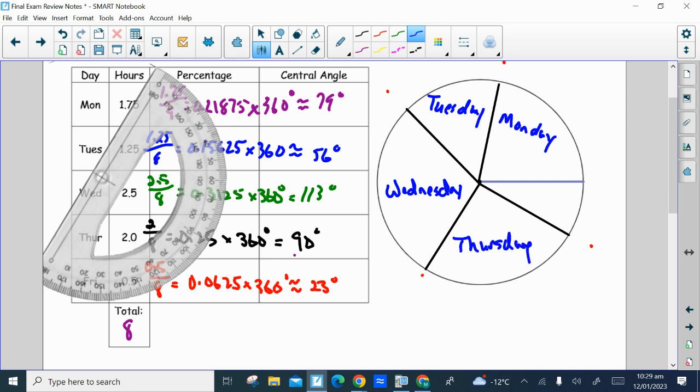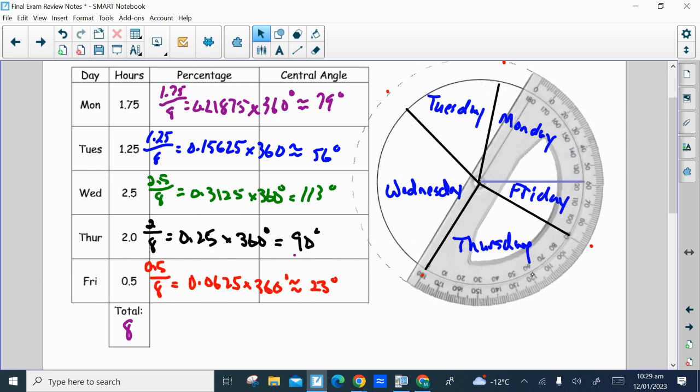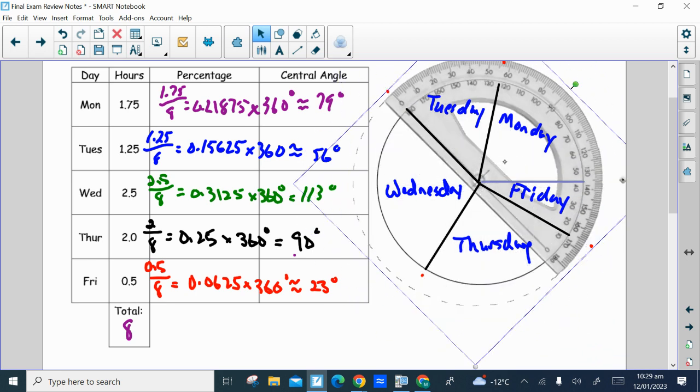And then all we have left is Friday, and so that's the remaining part. We don't have to measure it. You could, for sure, to make sure that it's close to 23 degrees if you want, but that is the last thing to go in our graph. So that would be taken up with whatever room is left.